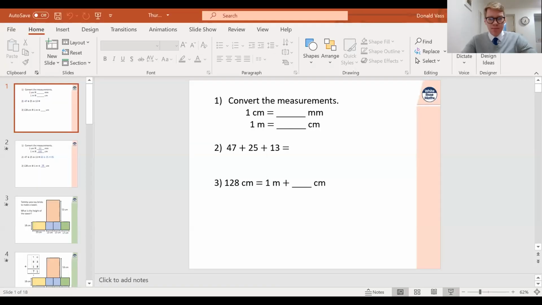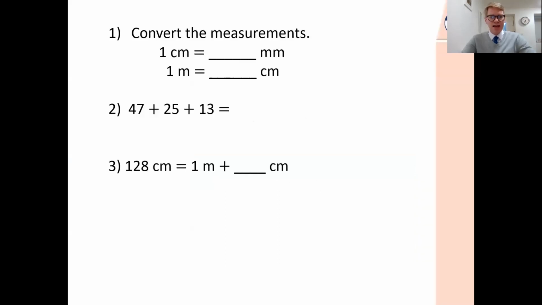Right, it's time for maths today. So we're going to be building on some of our learning from the last couple of days where we've been thinking all about measures and lengths. So can you start, please, with this quick recap of things we've already learned?